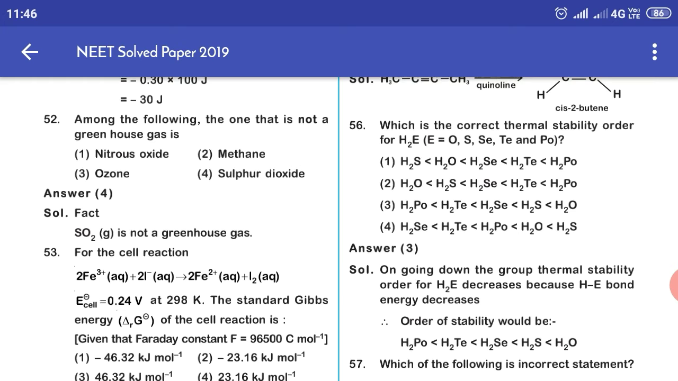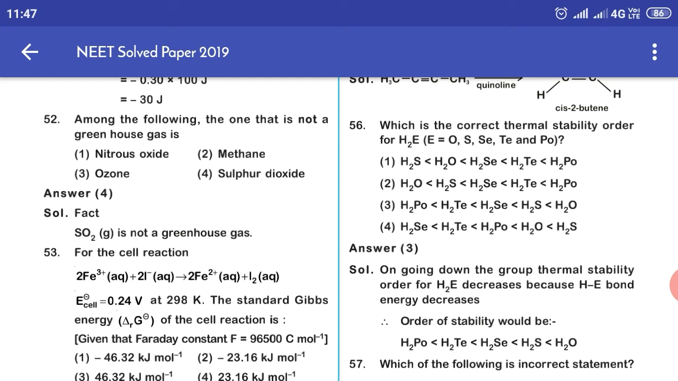Question number 56, which is the correct thermal stability order for H2E? Here E is all the elements of the oxygen family. So when we move down the group from top to bottom, the thermal stability of oxygen group hydrides decreases because the bond energy between hydrogen and E elements decreases. When we move from top to down, the thermal stability order decreases. The highest is water, then H2S, then H2Se, then H2Te, then H2Po.